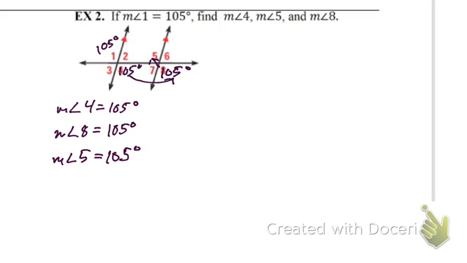105 is 105 too because of vertical angles. Are you sure? Were there other ways to get there? Yes, absolutely. We could have gone from here to here, alternate interior, and then vertical.